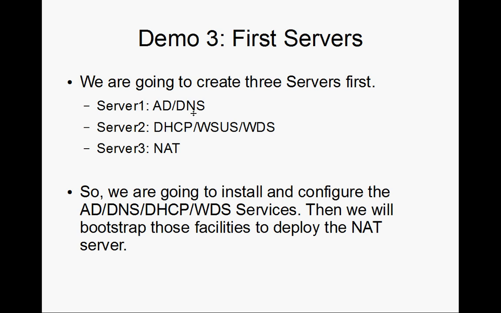DHCP is Dynamic Host Configuration Protocol, and that allows a computer that has come up on a random network to request an IP address from some server on the network and get an IP address. Now, Windows Vista and up will also register themselves in DNS once they get the DNS server from the DHCP server. But older versions of Windows will not.